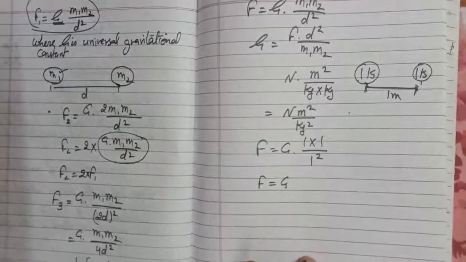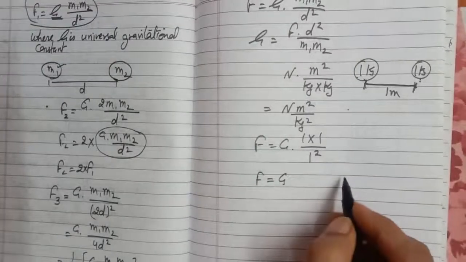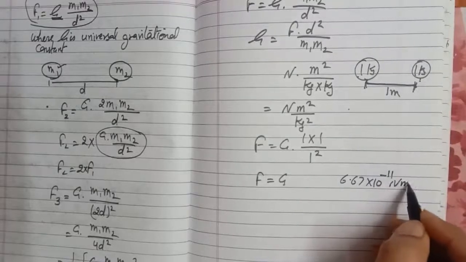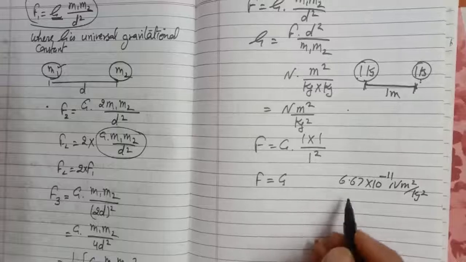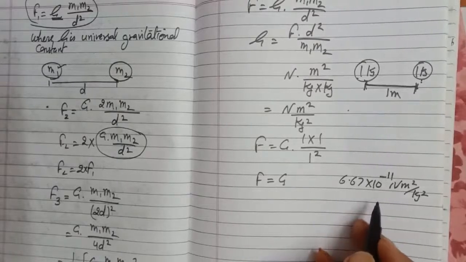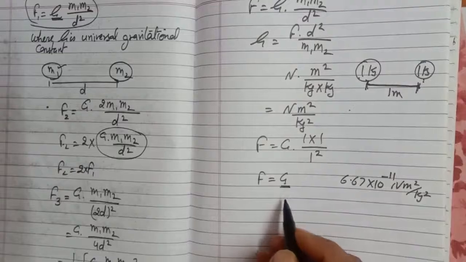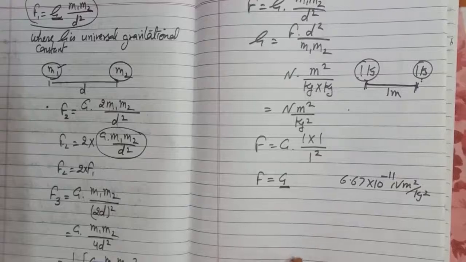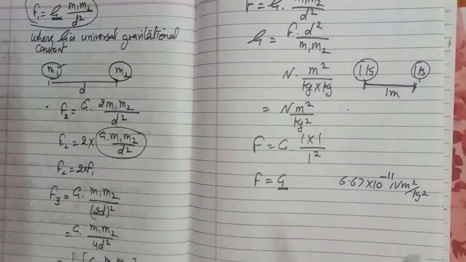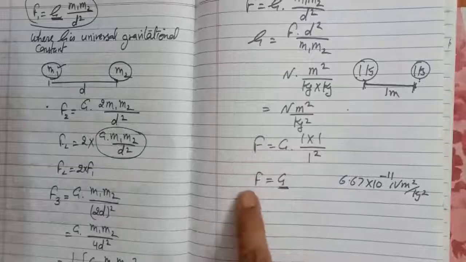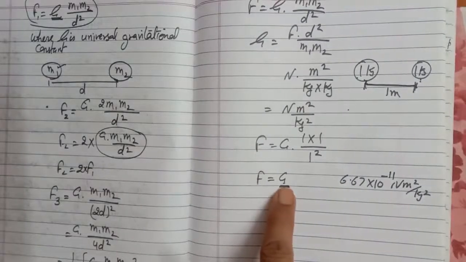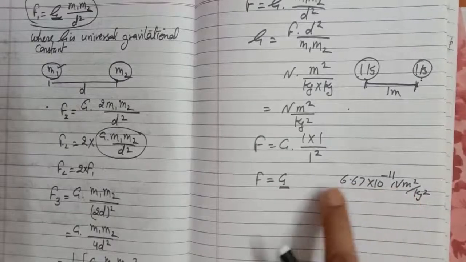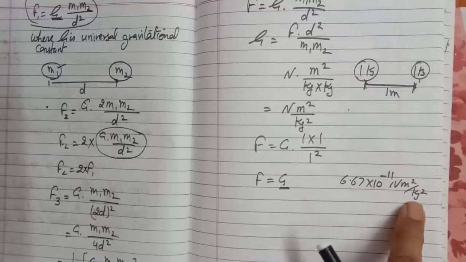And by experiment we find that the value of G is equal to 6.67 times 10 to the power minus 11 Newton meter square per kg square. This is called the universal gravitational constant because this value does not change in the universe. We can't change this value of G anywhere in the whole universe. Either we change the mass of the objects or we change the distance between them, the force of attraction will change, but the value of G does not change anywhere. So it is called the universal gravitational constant because it is constant in the universe.